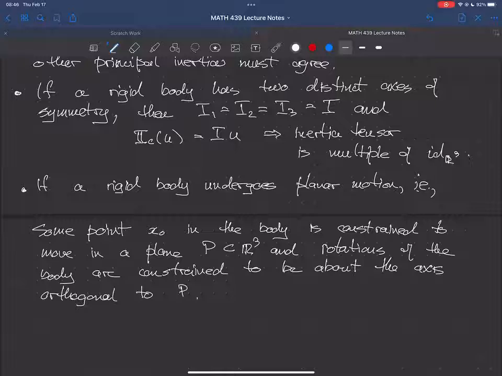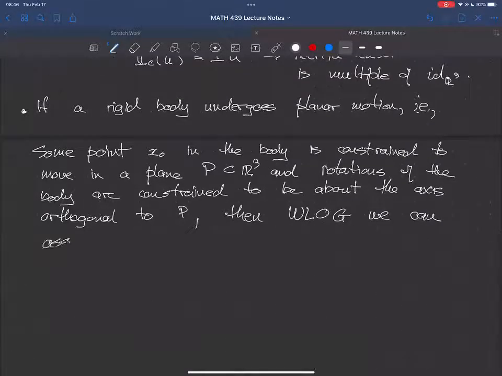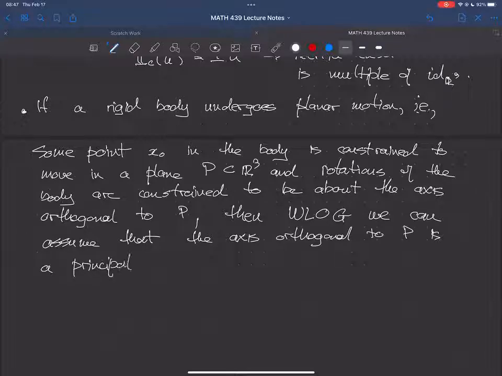Okay, so that's what I mean by planar motion. If a body undergoes planar motion, I have a big long description there of what planar motion means, but if it undergoes planar motion, then without loss of generality, we can assume that the axis orthogonal to P is a principal axis of the body. Okay, so that's another simplification that you can make.